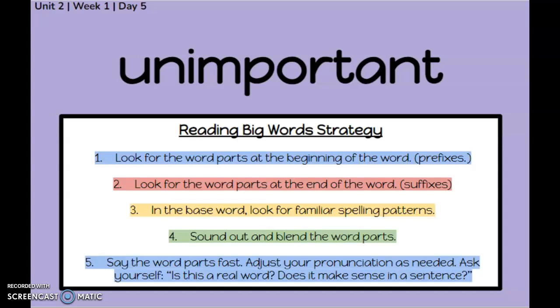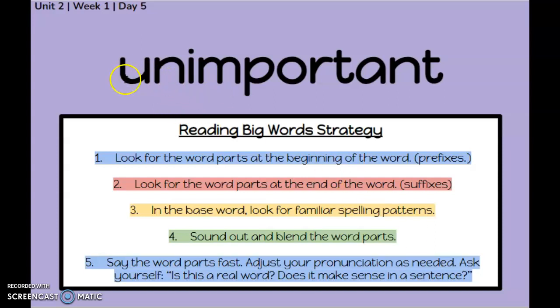unimportant. Well, when I'm looking at my Reading Big Words strategy sheet, it says to look for the word parts at the beginning of the word, which are the prefixes, and look for the word parts at the end of the words, which are our suffixes. Number 3 says, in the base word, look for familiar spelling patterns, and then sound out and blend the word parts. Say the word parts fast. Adjust your pronunciation as needed and ask yourself, is this a real word? Does it make sense in a sentence? To see if your pronunciation is correct.